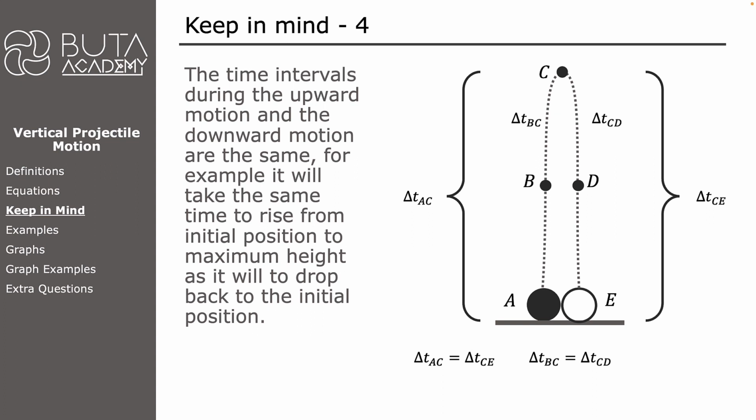Finally, let's consider the times required for the object to reach from point A to point B, as well as from point D to point E. We can easily say that these timings are equal to each other too. Once more, we must make sure that both A and E are at the same level from a reference point, as well as B and D.